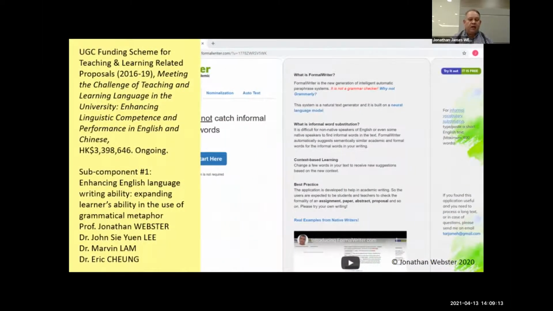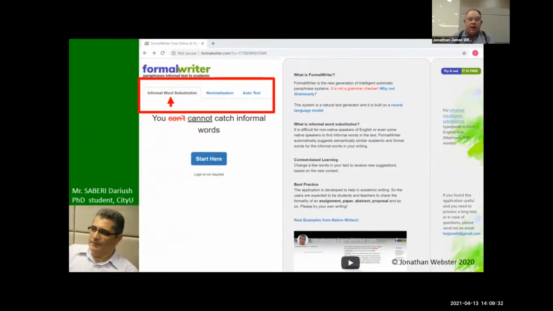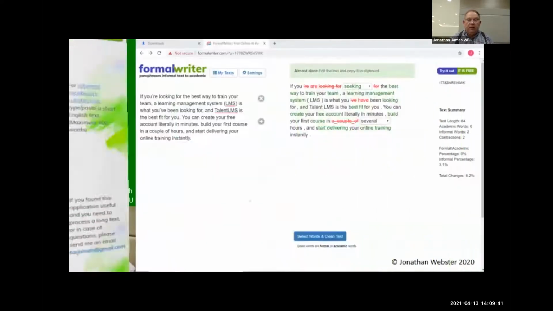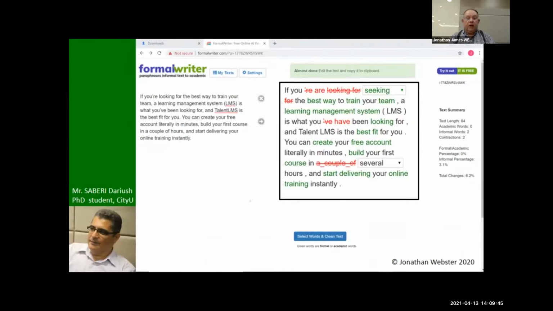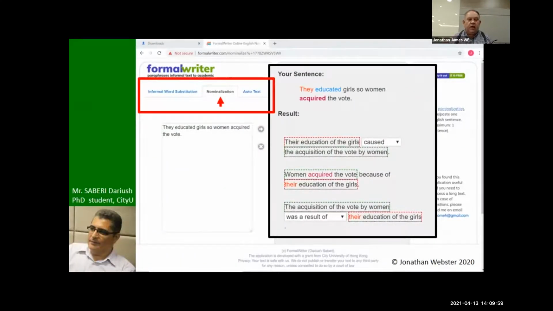We developed a software in a project here that was designed to help students develop this ability to produce nominalizations. This software is called Formal Writer. It identified within a student's writing certain words that might be considered more informal language, and suggested to the writer other ways to express that less formal writing in a more formal way. Another element was what we call the nominalizer, that took, for example here, their education of girls caused the acquisition of the vote by women. That is suggested by the computer to the student who wrote, they educated girls so women acquired the vote.